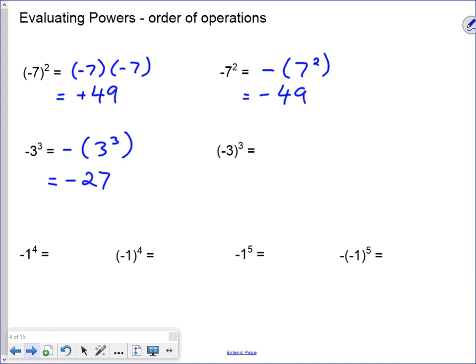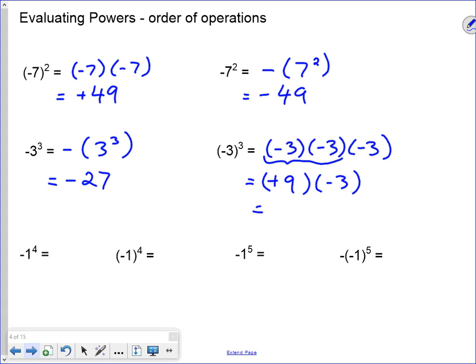In our next one here, we've got (negative 3) to the power of 3. Again, we think of this as negative 3 times negative 3 times negative 3, with the negative being part of the base. But if we do this in stages, negative 3 times negative 3 is going to be positive 9, times a negative 3. Negative times a positive is going to give us negative 27. So those two are equivalent, despite the difference in terms of what the base is.